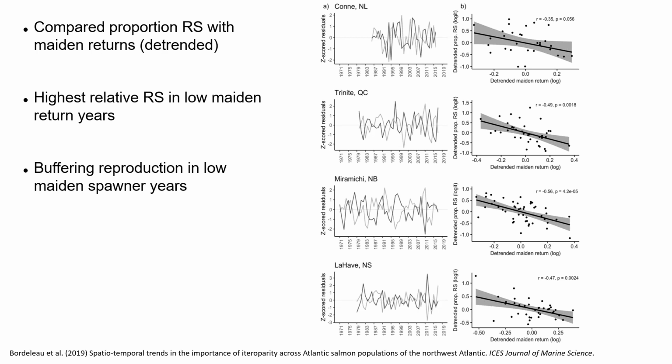So if you keep that in mind, with what I mentioned earlier, that the proportion of repeat spawners has been higher, sorry, it's increasing for northern latitudes, I imagine that probably is providing more resilience to those populations, given that they have that buffering capability in years that for some reason have low maiden spawner returns.